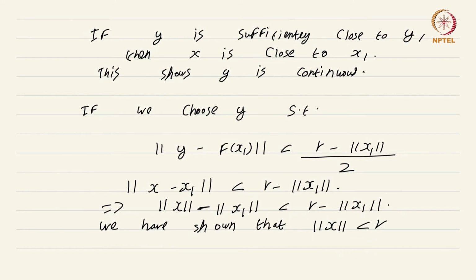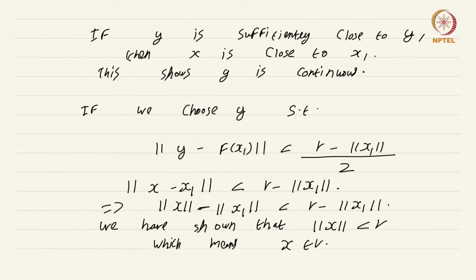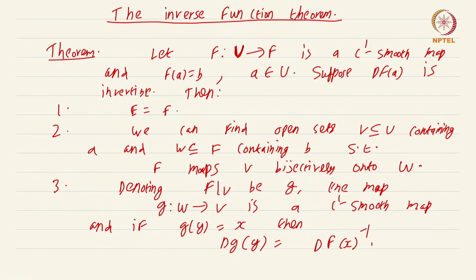So I skipped a step, I was a bit hasty. We have shown that norm x less than r, which means x is in V. This shows that W is open because f(x) equal to y is an element of W. So what is the net upshot of all this? W is also open. So we have achieved quite a bit. If you go back to the statement of the inverse function theorem, which was a long time ago, we have reached the fact that this map G from W to V is a continuous map and it's a bijection. So we still have to prove that it's a C1 smooth map and also compute its derivative.